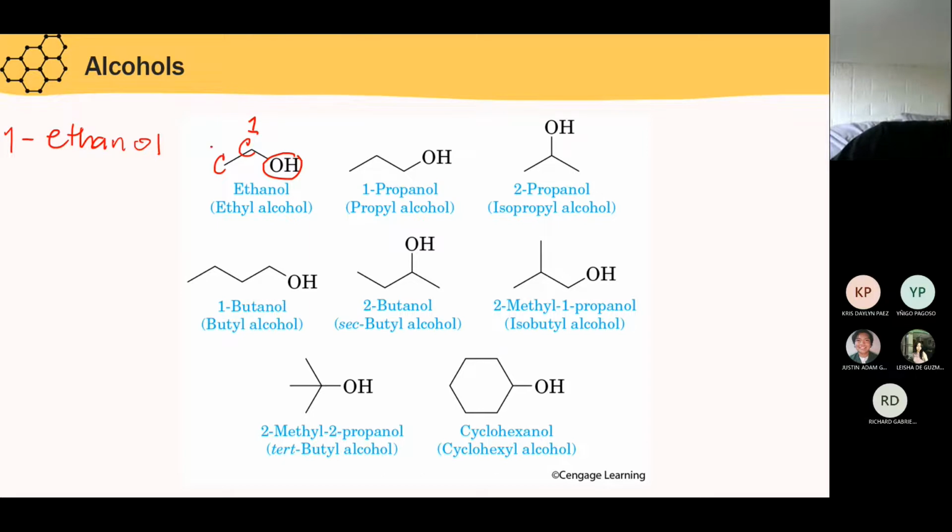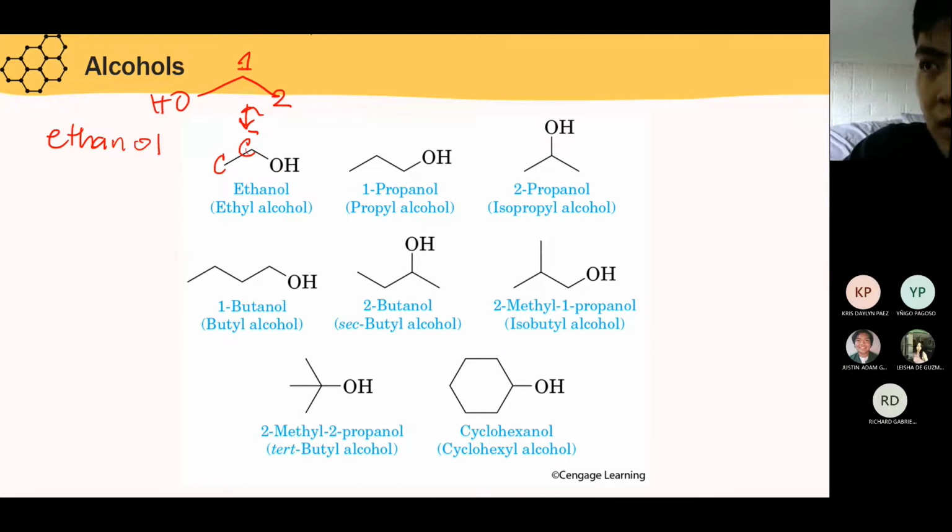Okay? Baka isipin nyo kasi, ito po yung carbon 1, ito po yung carbon 2. Okay, so 1 ethanol siya. Actually, hindi mo kailangan ng 1. Just write the ethanol. Bakit? Kasi if you place your alcohol dito sa dulo, ito din yung carbon number 1 mo. Okay? So, same lang din sila. Whether nasa right yung OH or nasa left, same pa rin yung carbon number mo. So, for ethanol, you don't need to indicate 1 ethanol. Okay? So, just write ethanol.